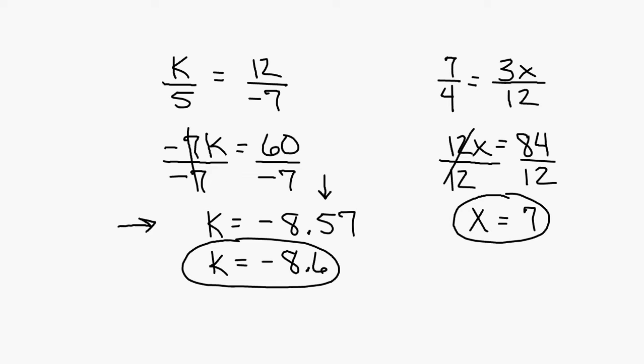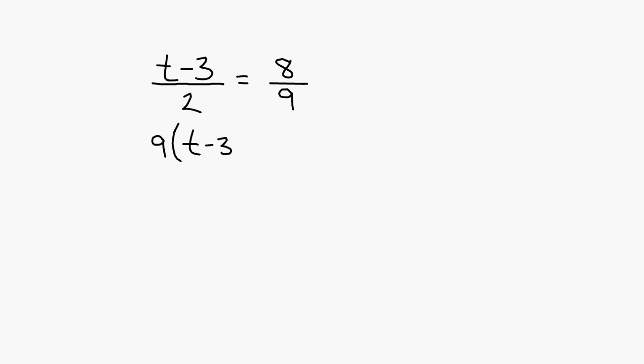Any questions so far? The next progression in your proportions, now you'll have a binomial in the numerator. So t minus 3 over 2 is equal to 8 over 9. And the first step is to still crisscross multiply. So when you multiply t minus 3 times 9, you're going to have 9 times t minus 3. And that's going to be equal to 2 times 8, which is 16.